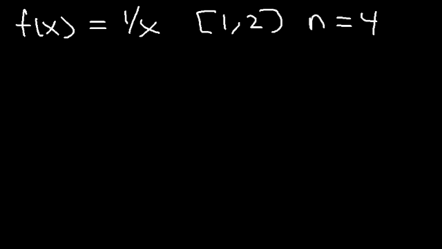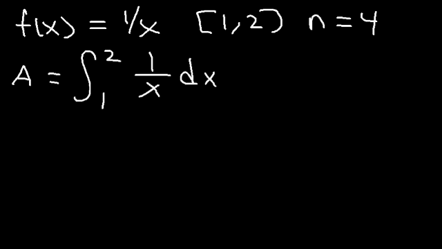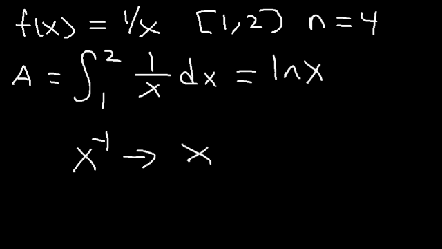Go ahead and try this example. First, let's get the actual answer. Let's find the antiderivative from 1 to 2 of 1 over x dx. The antiderivative of 1 over x is simply ln x, because the derivative of ln x is 1 over x. If you try to use the power rule and add 1, you're going to get 0 over 0, which doesn't work. So you need to know that the antiderivative of 1 over x is simply ln x, evaluated from 1 to 2.